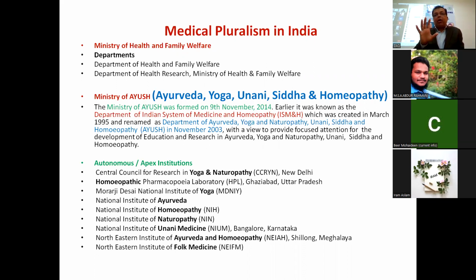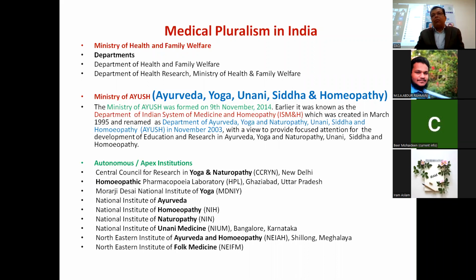And we have very important apex autonomous institutions. Some of you may not be familiar with these things. Let me talk about these things. These are very important because that will help you to understand what kind of legitimacy these systems of medicine have acquired in Indian context. There is a Central Council for Research in Yoga and Naturopathy. Then we are having a Homeopathic Pharmacopoeia Laboratory. Then we have a Morarji Desai National Institute of Yoga, then National Institute of Ayurveda, National Institute of Homeopathy, National Institute of Naturopathy, National Institute of Unani Medicine, then Northeastern Institute of Ayurveda and Homeopathy, and then Northeastern Institute of Folk Medicine. So we have a specific institution of folk medicine also.